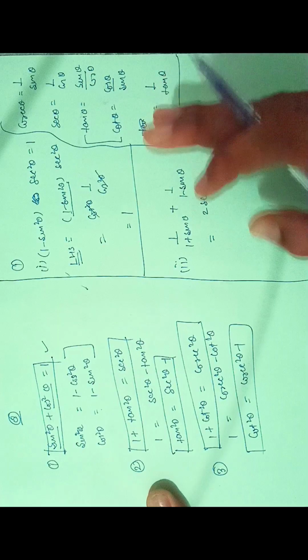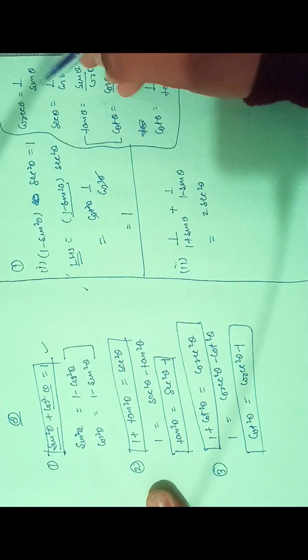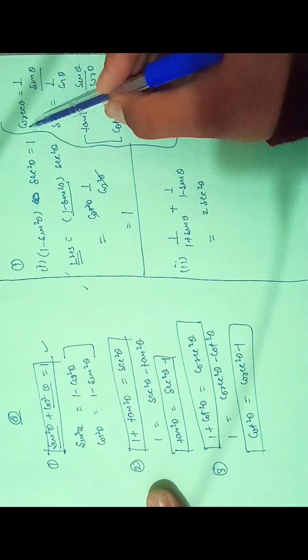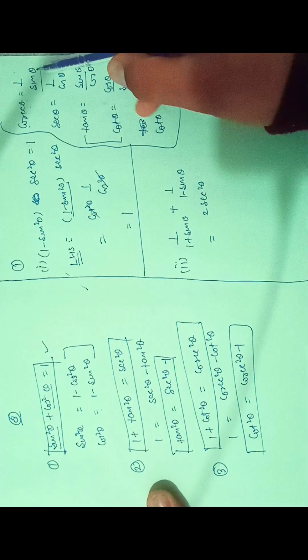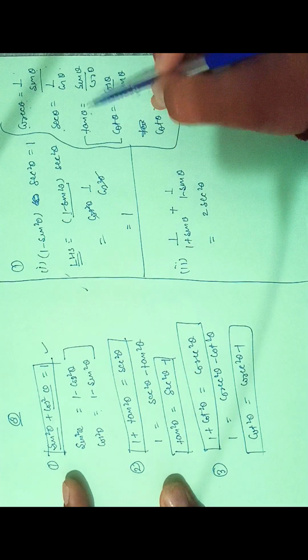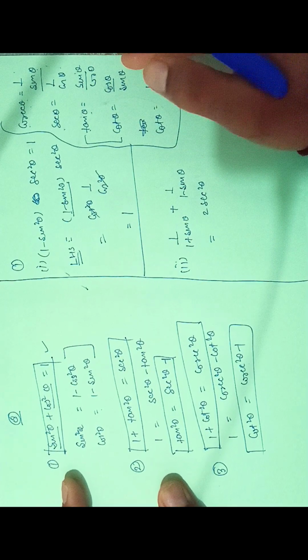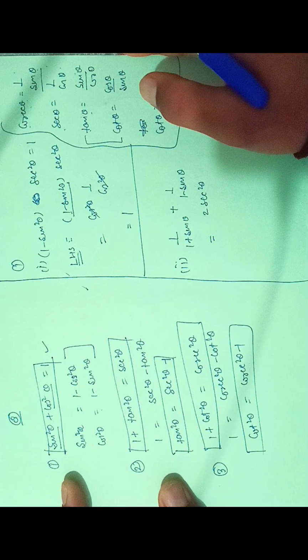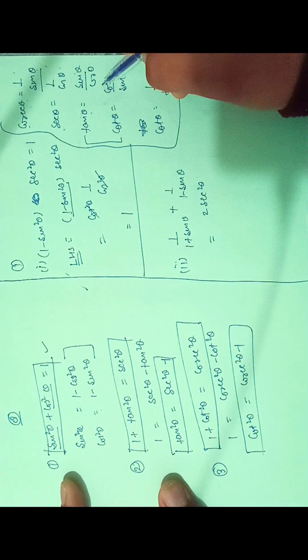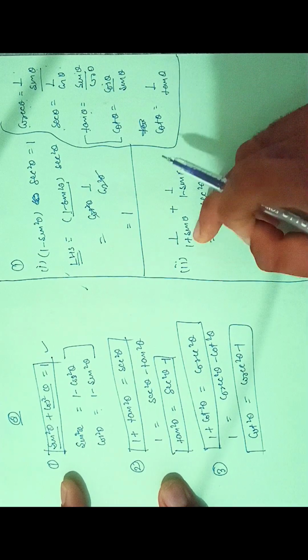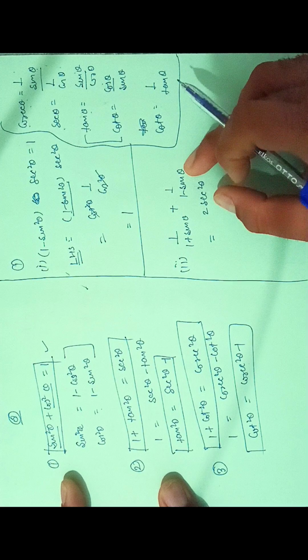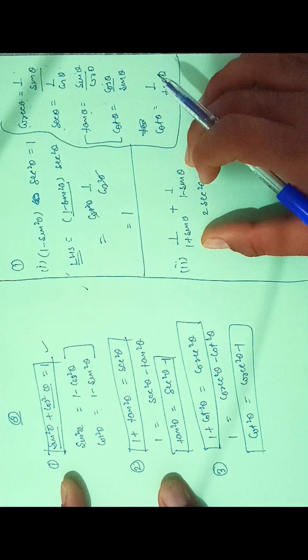that first of all you will convert all other trigonometric ratios into sine and cos. Wherever cosec theta is given, you will use 1 upon sin theta, sec theta will be 1 upon cos theta, tan theta will be sin theta upon cos theta. First of all you convert all other trigonometric ratios into the basic ratios, sin theta and cos theta. But here it is already given in sin theta, so we don't have to do anything. Just simplify this and we'll get the answer.